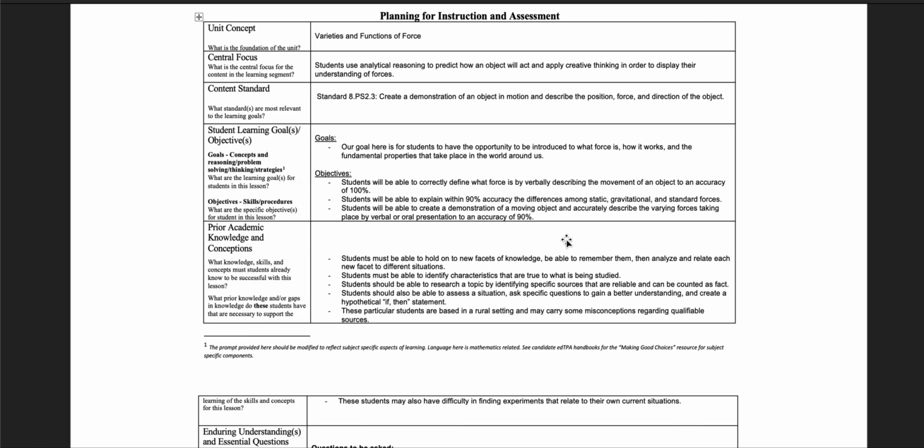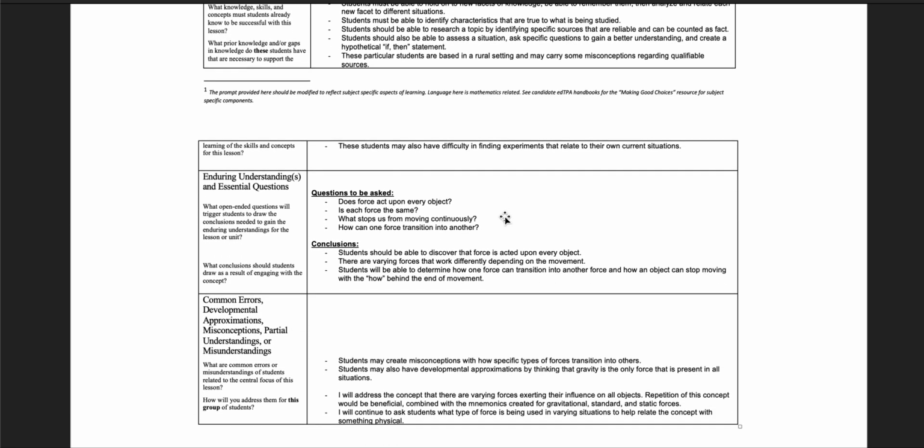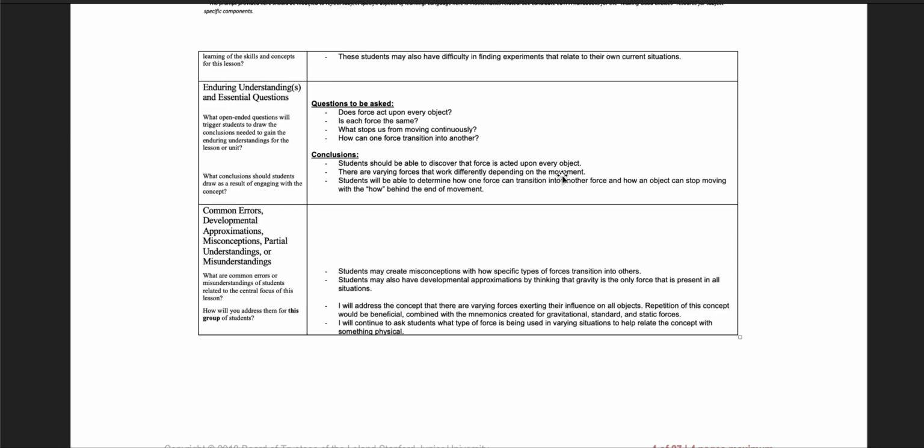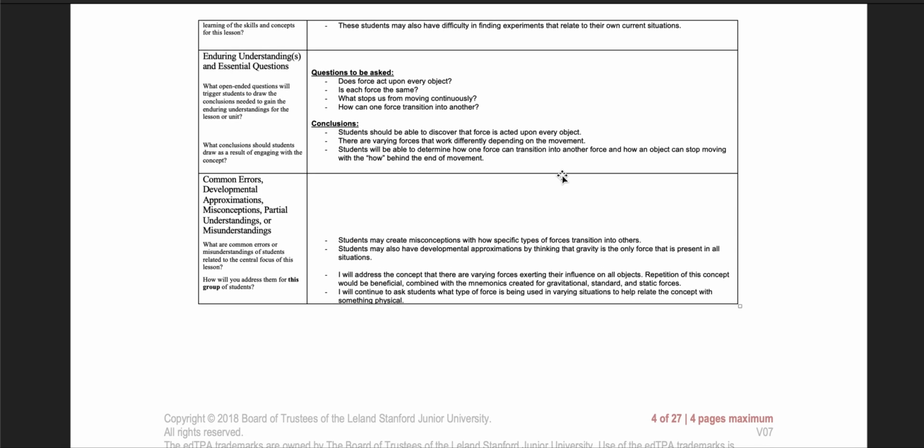The whole point of this is to gain an understanding of what force is first, move into looking at it, observing it, analyzing it, and then taking that a step further and asking them to create and produce a situation and then analyze their own situation and put it all together. So a majority of this lesson plan walks through that. They're asking questions like, does force act upon every object? Is each force the same? Do we continue moving or do we stop when we're in movement? That sort of thing.